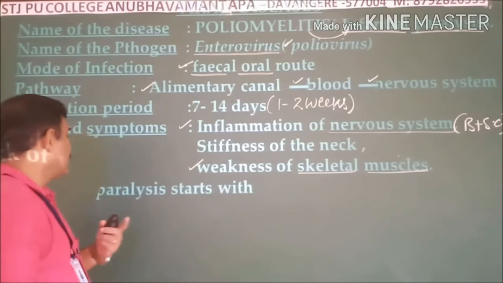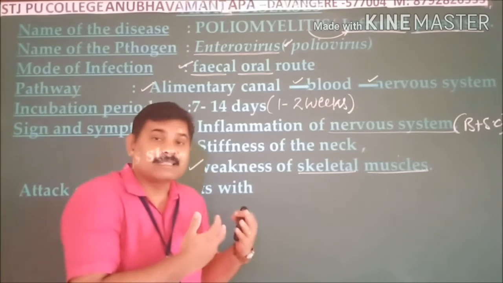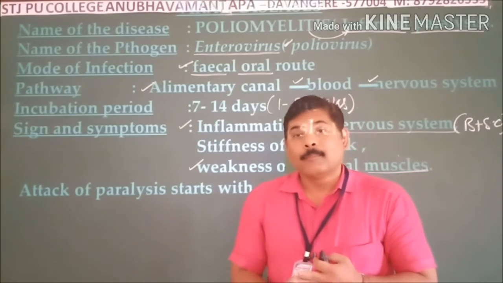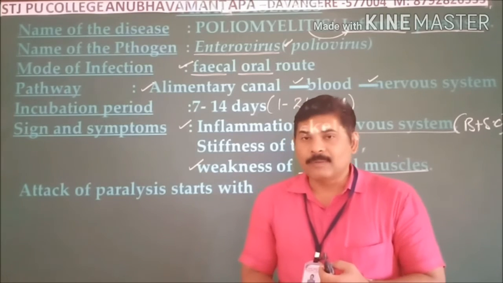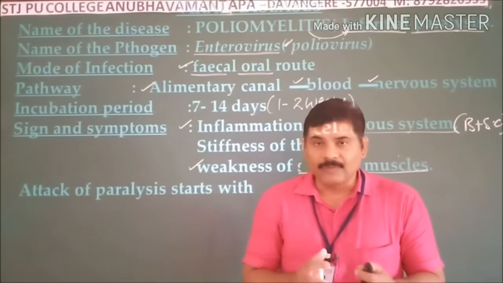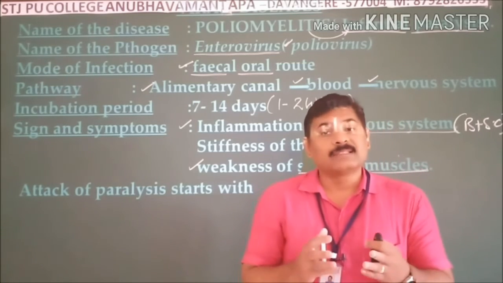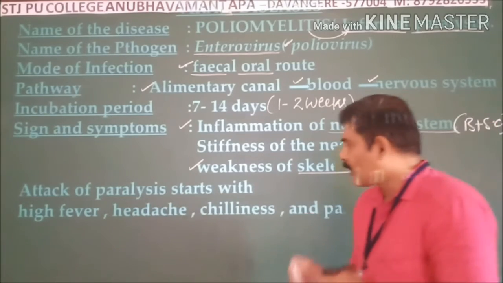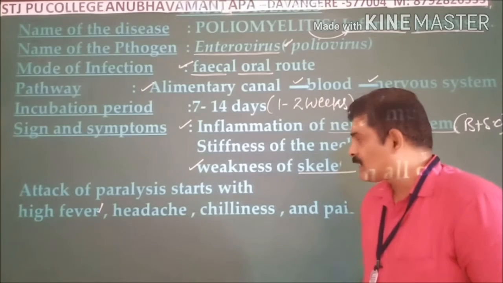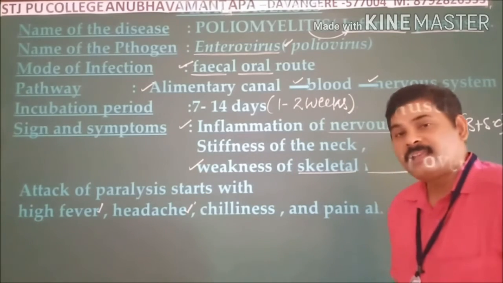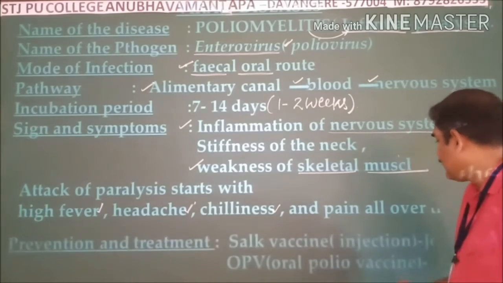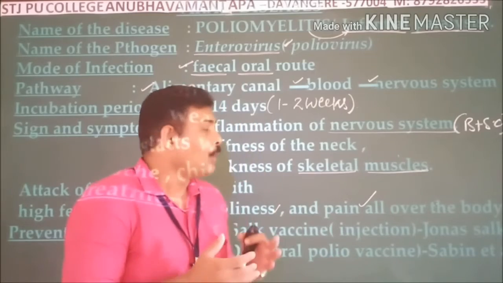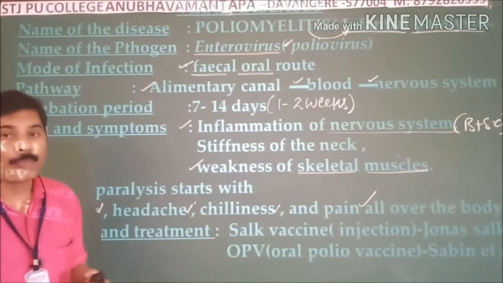And when this disease sets in, you can see some characteristic features before the appearance of polio. What characteristics appear in the body? The person will suffer from fever, headache and chilliness, and thereafter body pains. One is high fever, then headache, chilliness, and pain all over the body. These are the common symptoms you can see in a person who is about to get polio.